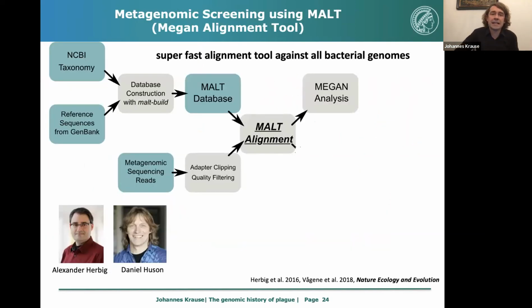Fortunately, we could work together with Alexander, who's a group leader with us now, and Daniel Huson, a professor at Tübingen, and they developed a new tool called MALT, which is a MEGAN alignment tool. Some of you might know MEGAN, which is a tool a lot of people use for metagenomics. MALT is a really fast aligner, and that basically allows a huge database, all the genomes in the world, to be compared with the sequencing run of millions or even billions of fragments in a very short time. About 1 billion reads in 24 hours. It's about 500 times faster than BLAST. So it doesn't take a year, but just a single day to analyze your data.